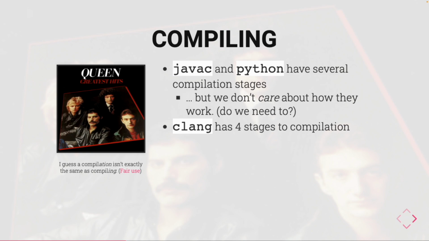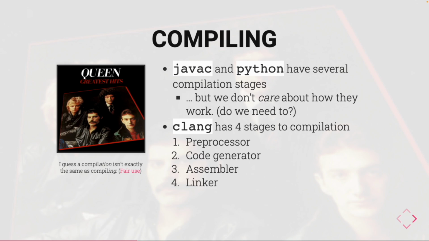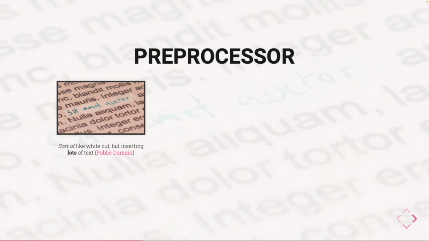C isn't as good at this. So its 4 stages of compilation are the preprocessor, code generator, assembler, and linker. I'm going to go through those one by one and show you all what input and output they have. Oh yeah, and you need to know a bit about how it works.